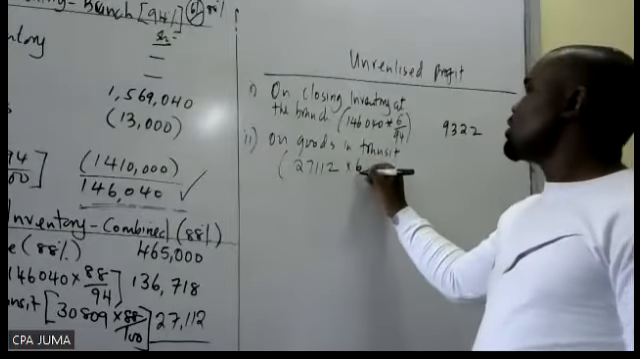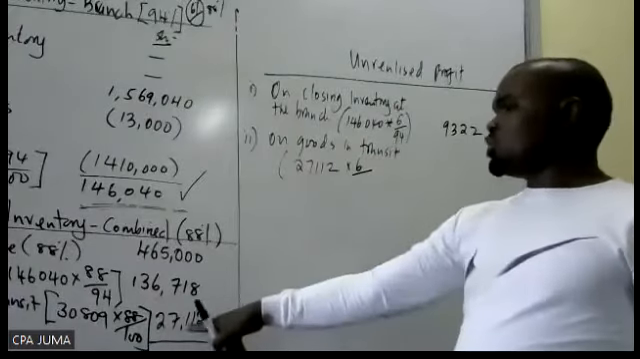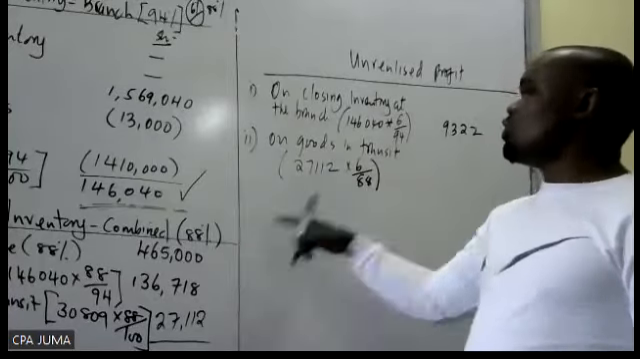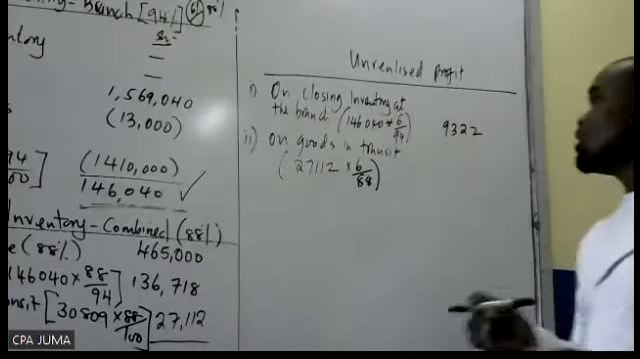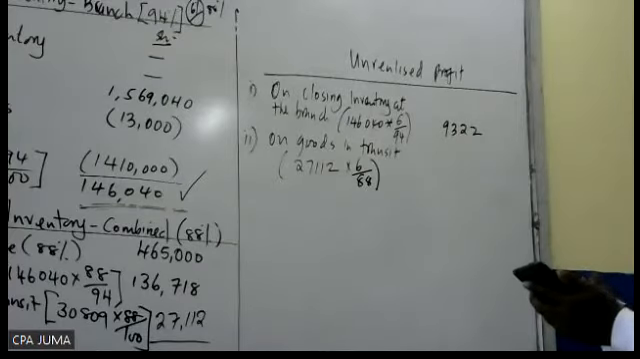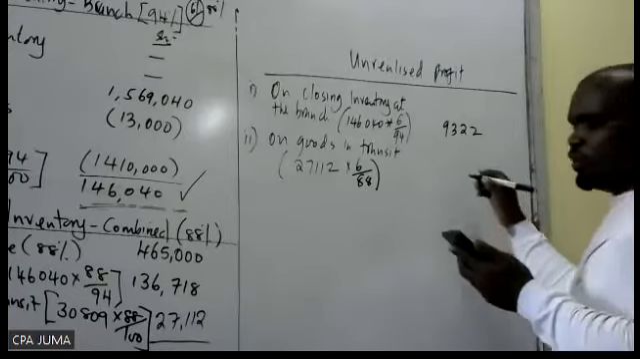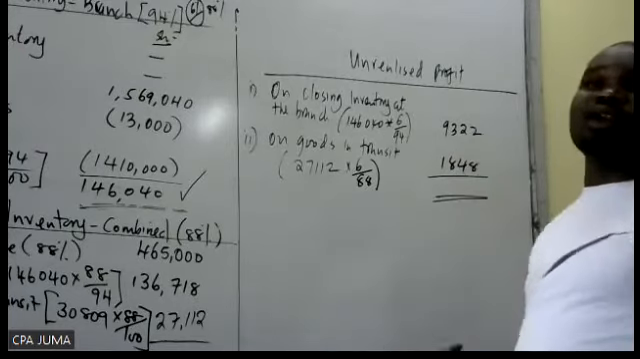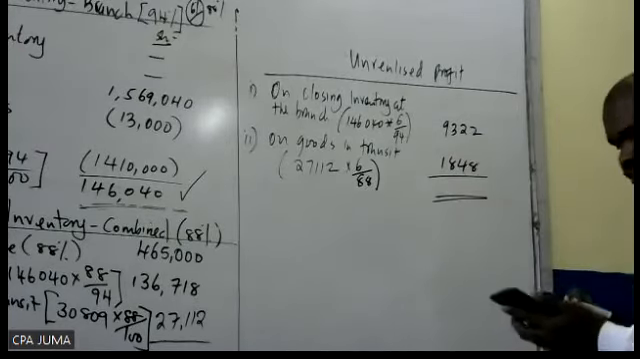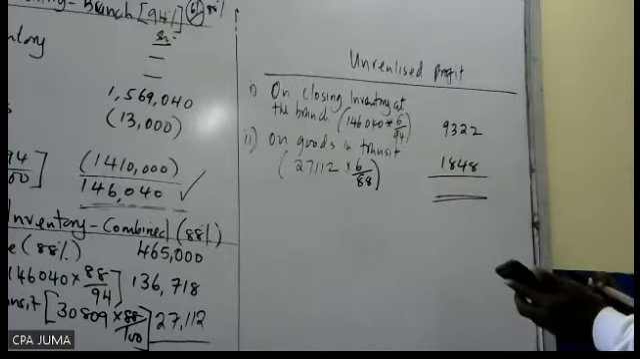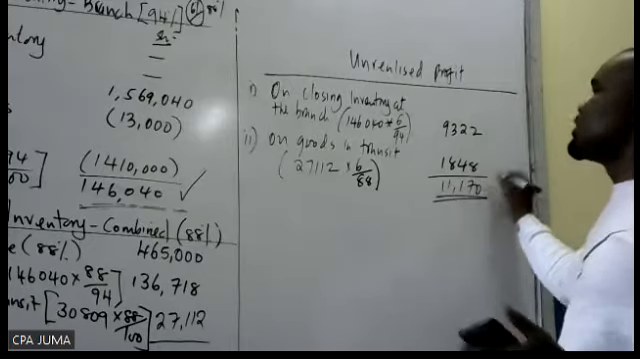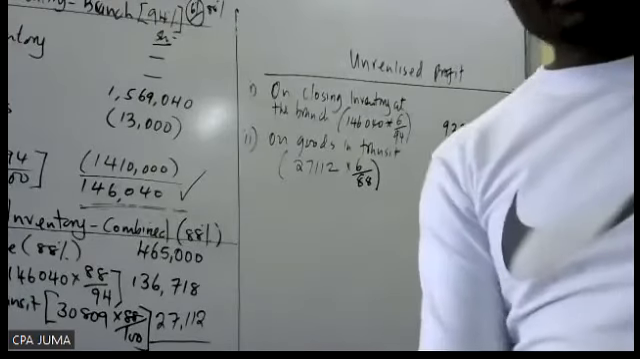Times 6 over 88, because the 27,112 is at 88%. So you will take 6 over 88 times 27,112. I'll not round off. I'll take 1848, rounded because you are rounding off that amount. So this is 9322 plus 1848. You get 11,170.